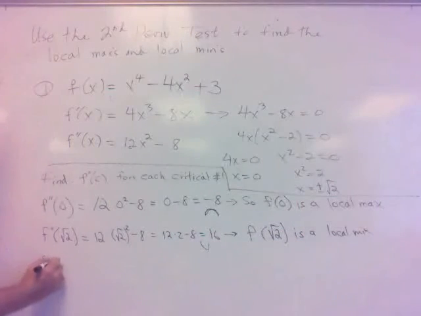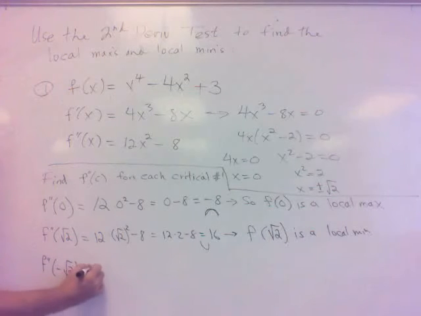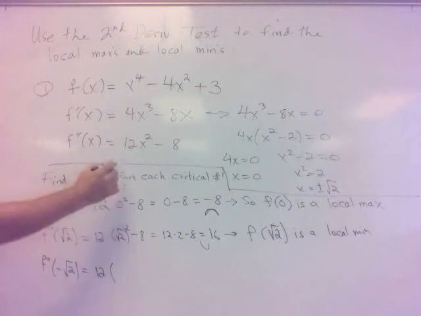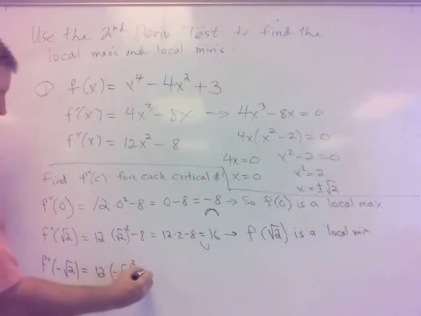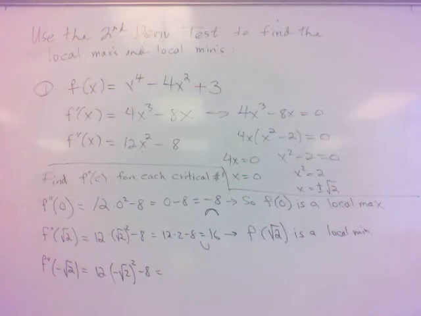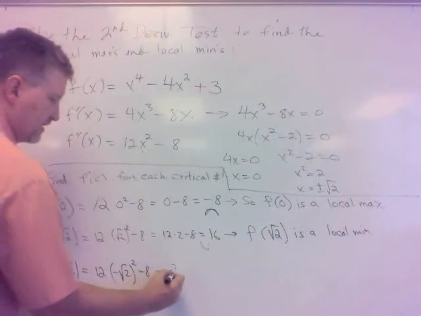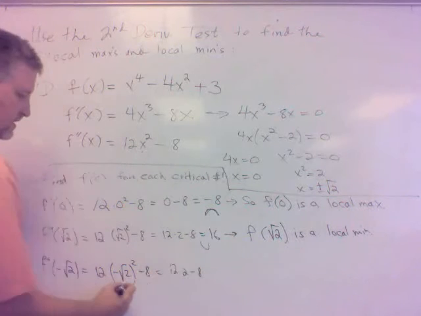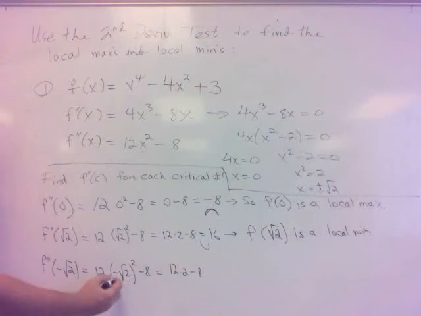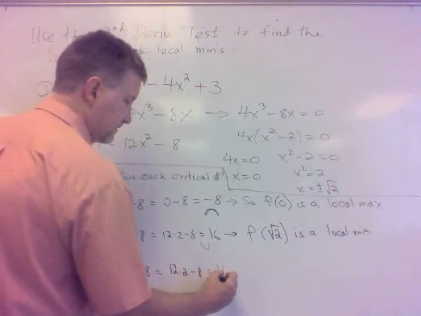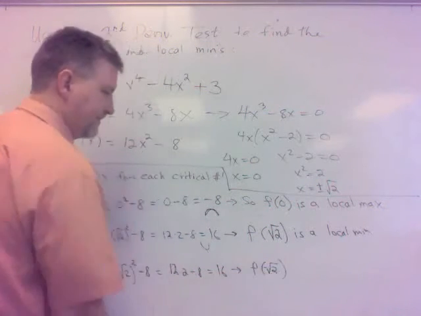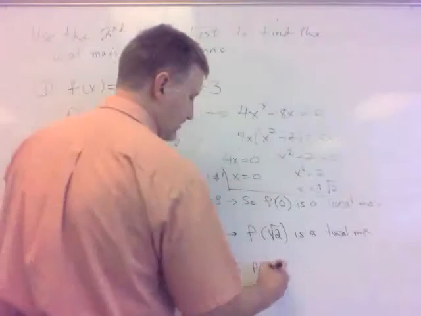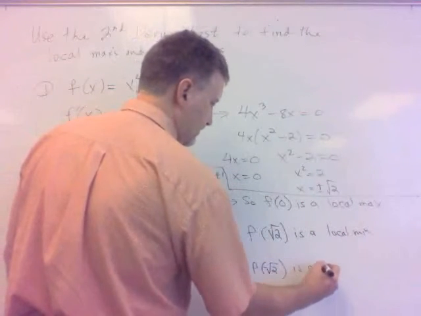And then f double prime at negative square root of 2. Well, plug that in, again in the second derivative. It's 12 times negative square root of 2 squared, then minus 8. That's going to be about the same thing, isn't it? Negative square root of 2 squared is a positive 2 again. So that's still 24 minus 8, that's 16. So guess what? At negative square root of 2, again, we have a local min.